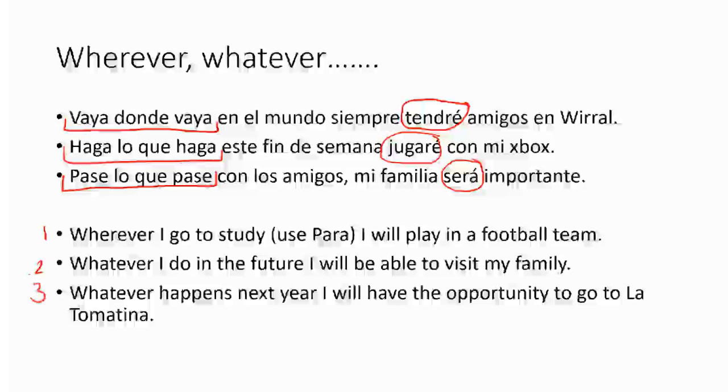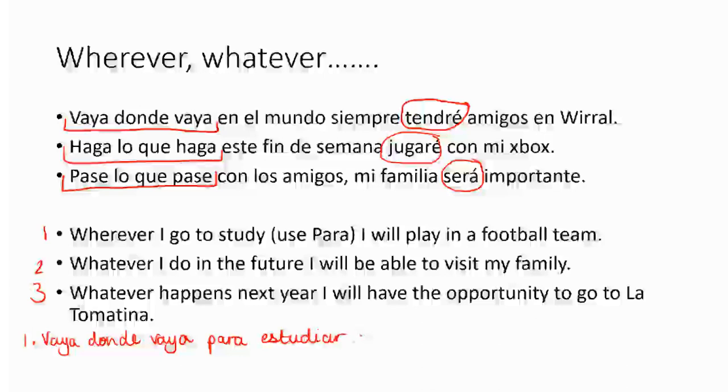Pause me, have a go at them, and then I'll go through them. Okay, number 1. So here we go. Wherever I go to study, and we're going to use para to study, I will play in a football team. So wherever I go, so we know that that is number 1. So it's vaya donde vaya. So wherever I go to study, and we're using that para estudiar.